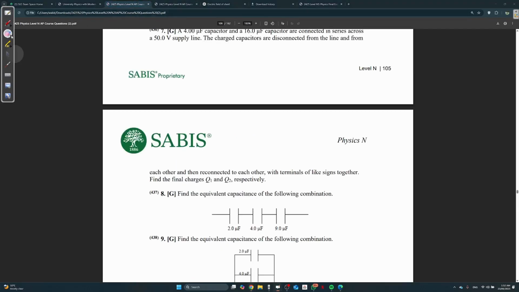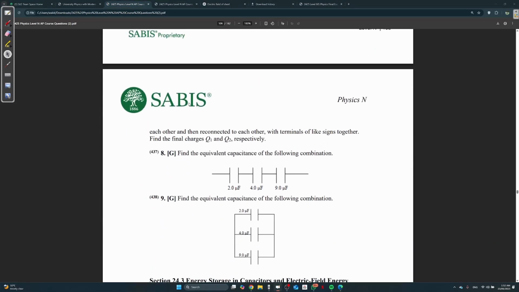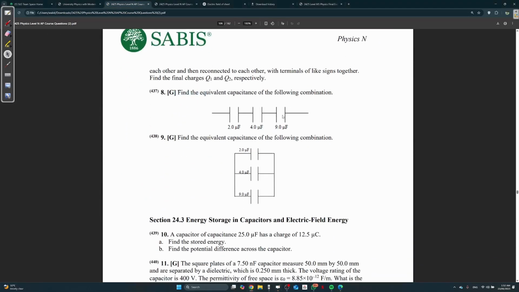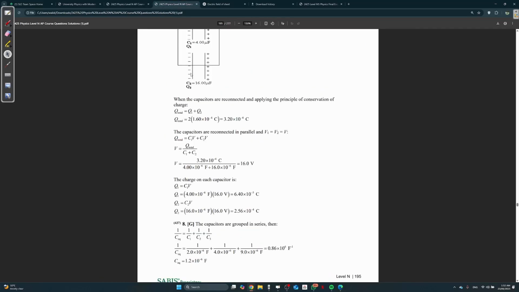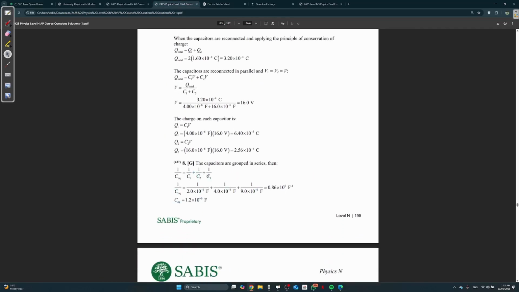Moving on, question 8. Find the equivalent capacitance. See, question 7 is a very long grid. But question 8, this is nice and easy. Find the equivalent capacitance. How do you do it if they're in series? You just add them, but with the reciprocal method, right? So you have to do this, and then flip it at the end. Right? It's very easy to do.